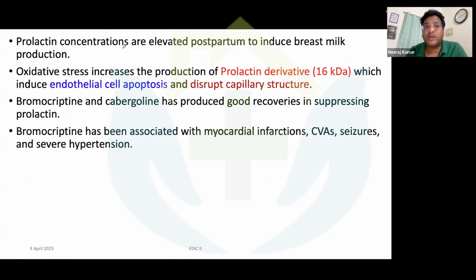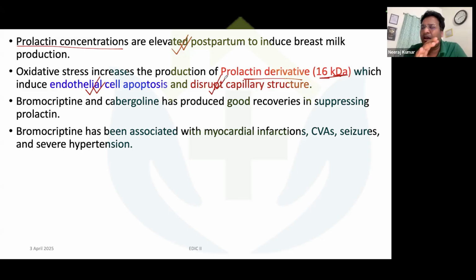Now again, this is an important question: what is the level of prolactin in PPCM patients? So prolactin concentrations are usually elevated after postpartum. That's because oxidative stress increases the production of a prolactin derivative. It is a 16 kilodalton derivative, and what does it do? It causes endothelial cell apoptosis and then disrupts the capillary structure. So this is the pathophysiology of PPCM, how it is going to affect.